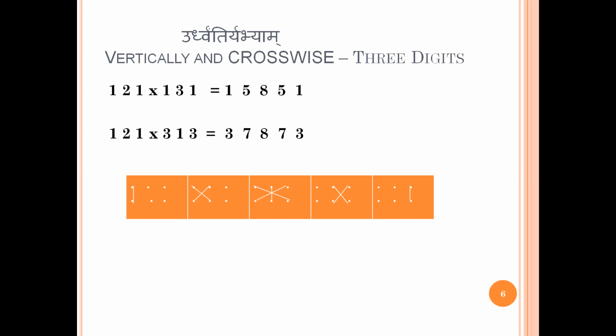If you draw a pyramid on your notepad, you will understand it's the same technique. For 2-digit, 3-digit, 4-digit numbers, 5-digit into 5-digit, 6-digit into 6-digit, the logic never changes. Is the logic clear about vertically and crosswise?